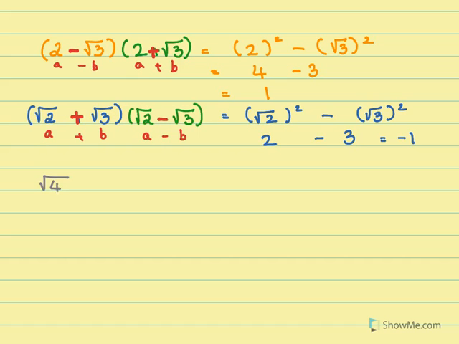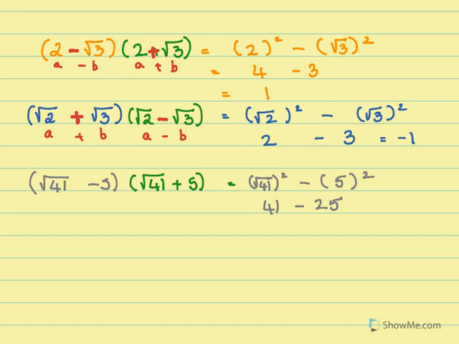For the next one, we'll do under root 41 minus 5. So I have A minus B, and its conjugate or rationalizing factor will be under root 41 plus 5. So again, this would be A plus B, A minus B, A square minus B square. So here I have under root 41, 5. Under root 41 into under root 41 is 41. 5 into 5 is 25. And the answer is 16, which is rational.